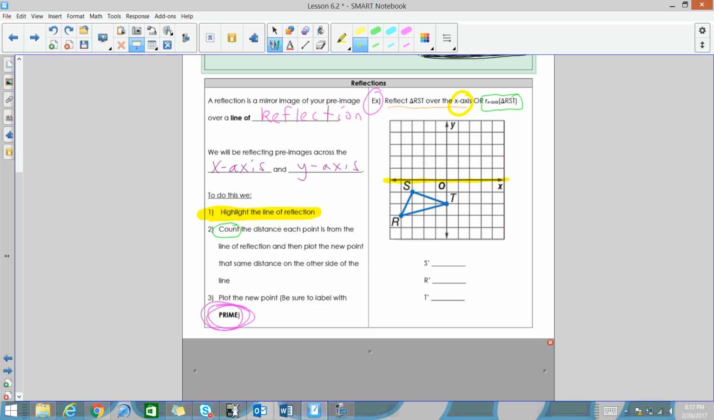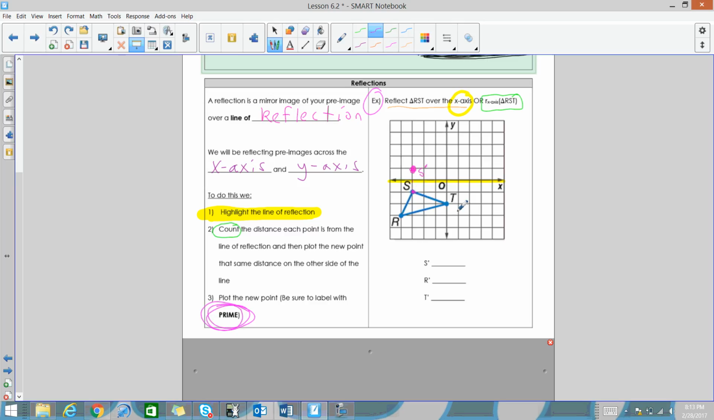This is what we're reflecting over. Now, what you're going to do is take each individual point and count how far away the original point is from the line that we're reflecting over. So let's start with S. S is 1 unit from the line we're reflecting over, so we're going to go 1 unit on the other side, and this is going to be called S prime. Now we'll do the coordinates in a second, but that's S prime.